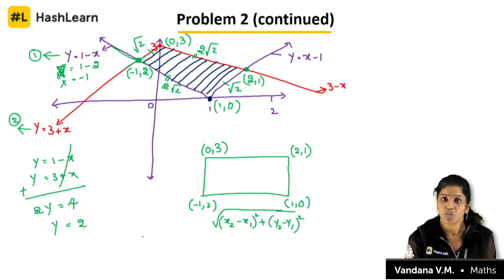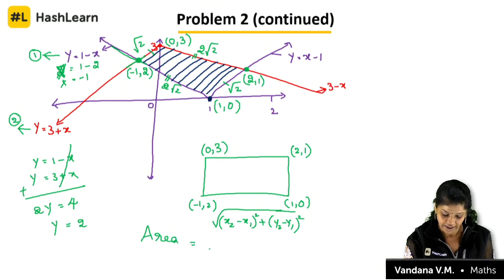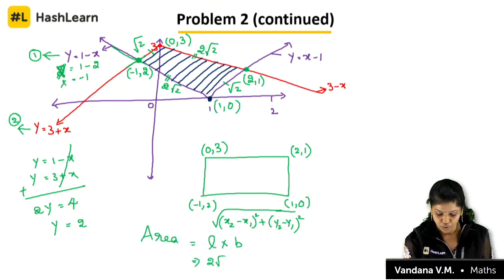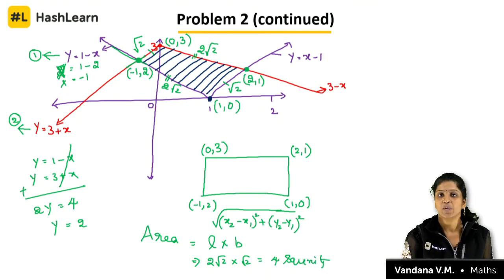For a rectangle, how to find the area? Area is length into breadth. So, that is 2 root 2 into root 2, that is 4 square units. So I hope it is clear to you. If you have any doubts, let me know. I will clarify that. Is it clear to you?